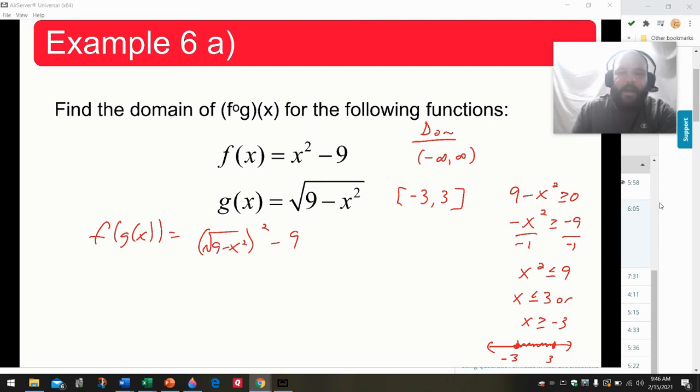Okay. Now the square is going to cancel the square root. Boom. Those are gone. Now we have 9 minus x squared minus 9. Well, 9 minus 9 is 0, and we're left with negative x squared, like that. So you can see our composed function is just negative x squared. And you would say, okay, well, that's just a parabola that's flipped upside down, which we should know from our transformations. That's not going to have any domain restrictions.